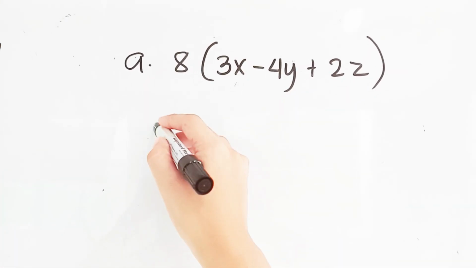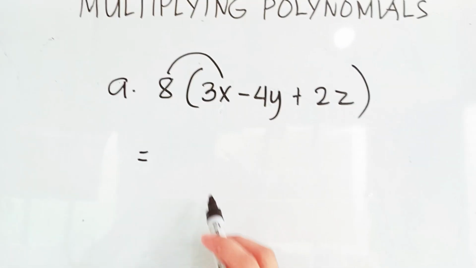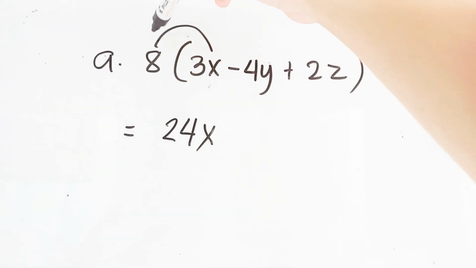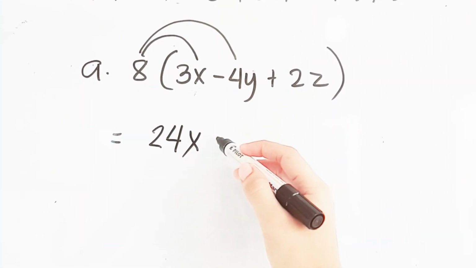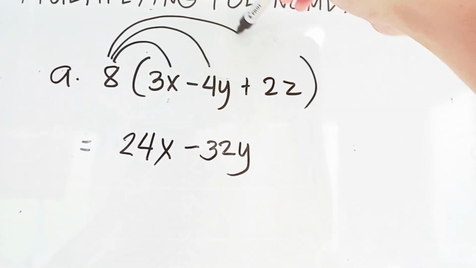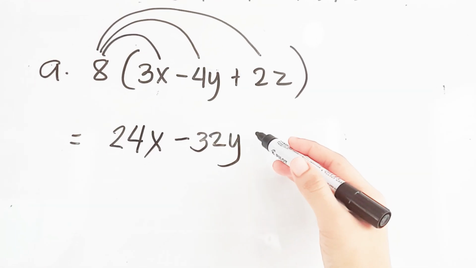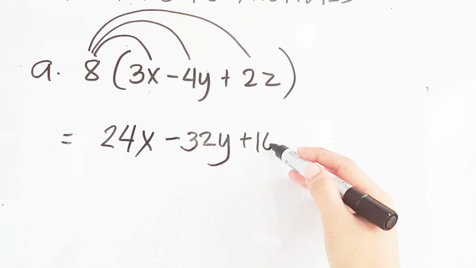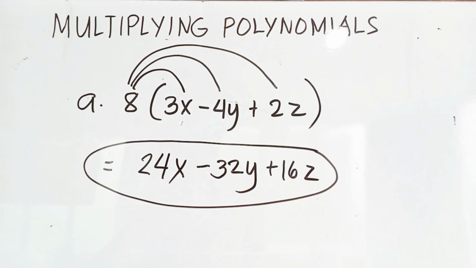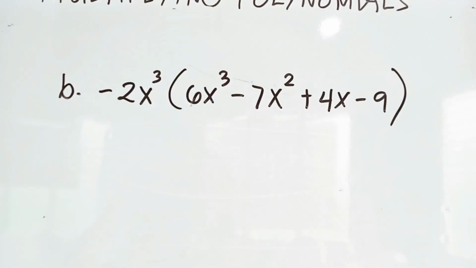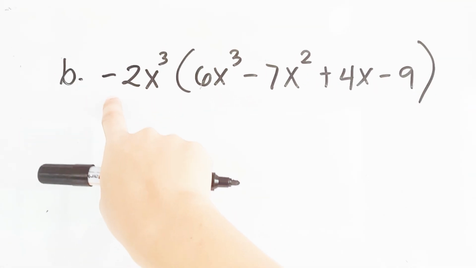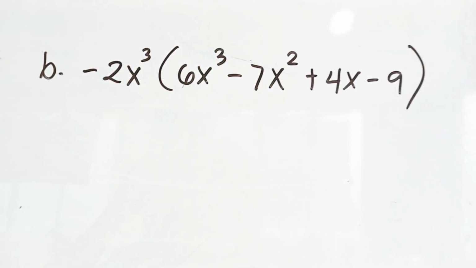Okay, let's do it. First, 8 times 3x, that is 24x. Another, 8 times negative 4y, that is negative 32y. 8 times positive 2z, that would be positive 16z. So this is now our answer. Let us have another example. This one. So same process, distribute the monomial to the other factors of the polynomial.